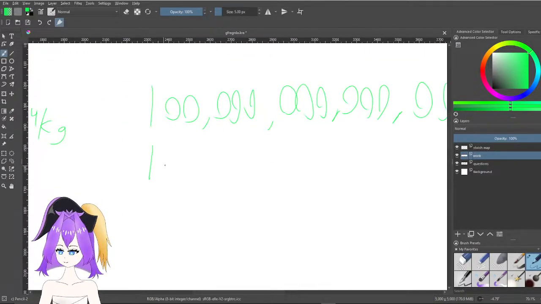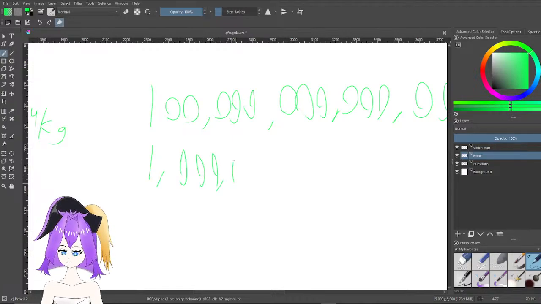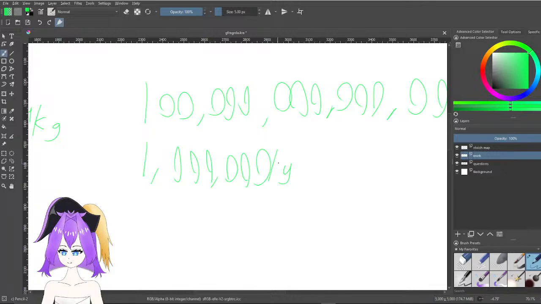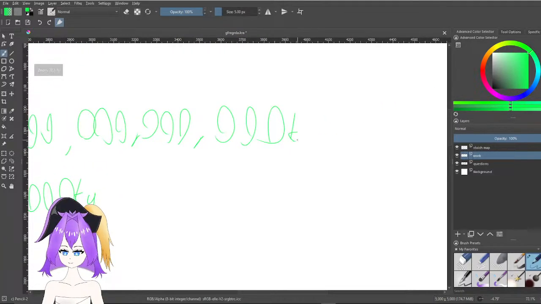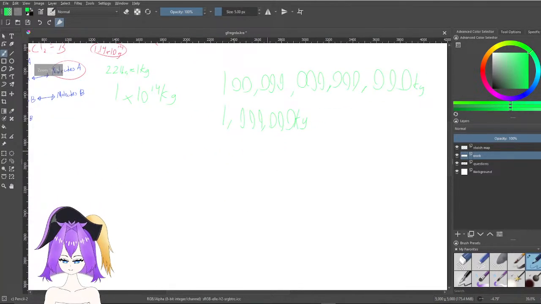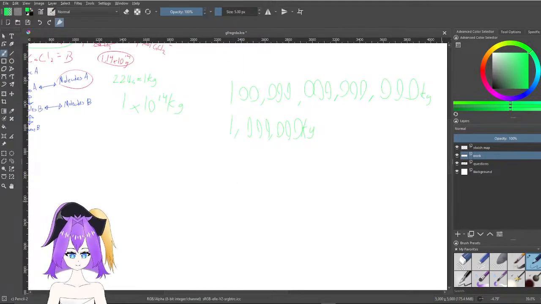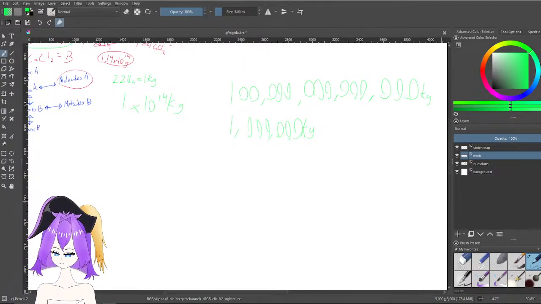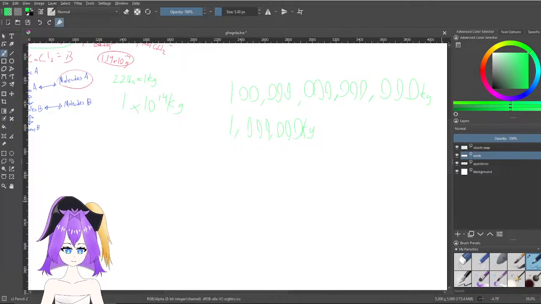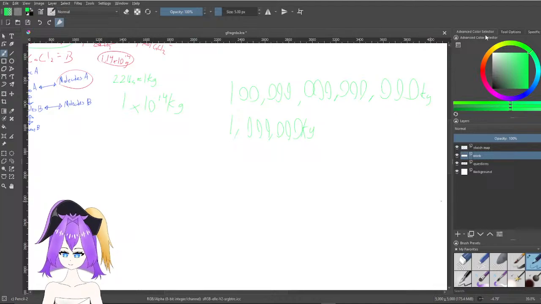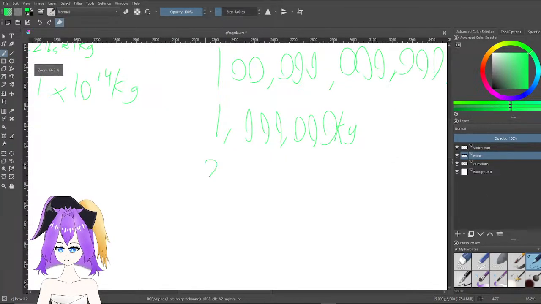Even 1 million is huge. 1 million kilos is huge, right? And that's like 2 million. Hold on. Let me confirm the kg to pounds conversion. Yeah, it is 2.2. So this would end up being like 2 million pounds.